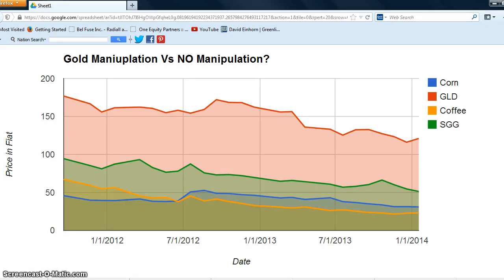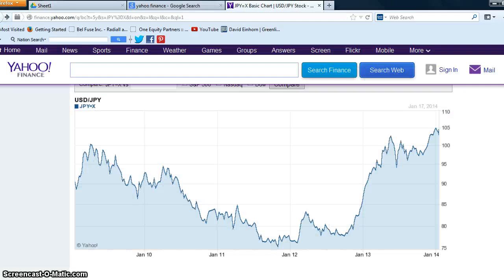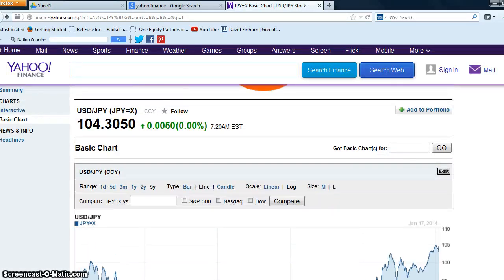And yes, it is because of central bank manipulation, but I think it has to deal with the yen carry trade. I'm going to show you what's going on with that. Okay, now I want to show you this Japanese yen, right?